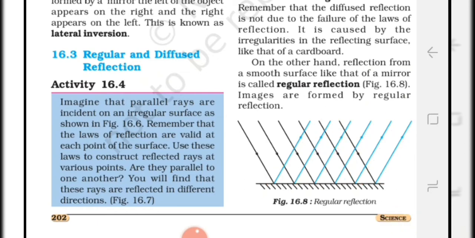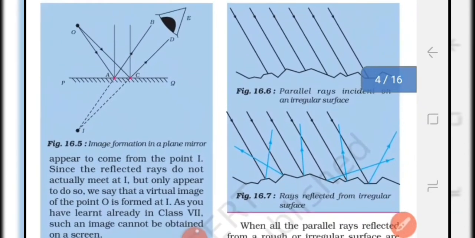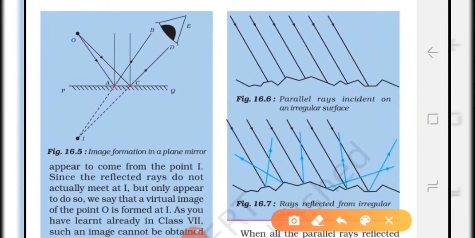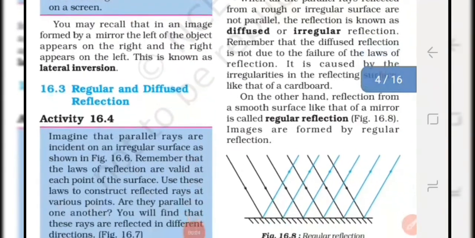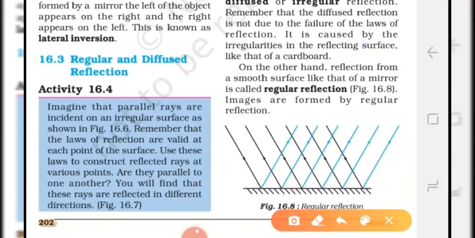Now what is diffused reflection? Let us understand it with the help of figures 16.6 and 16.7. When a parallel beam of light falls on a rough surface, it is reflected back in many directions. Students, such type of reflection is known as irregular reflection or diffused reflection. It means irregular reflection takes place from a rough surface and regular reflection takes place from a polished surface. And images are formed by regular reflection.